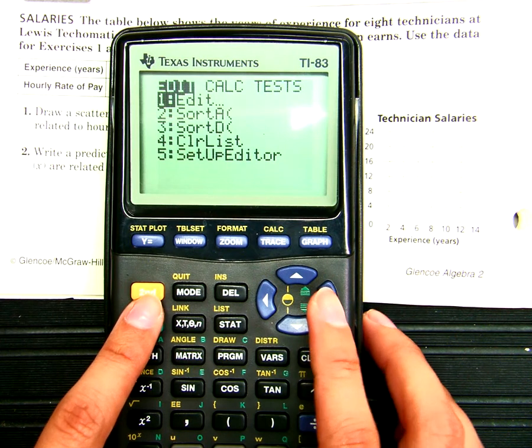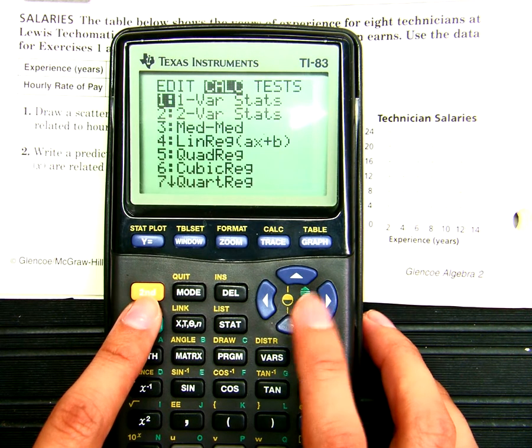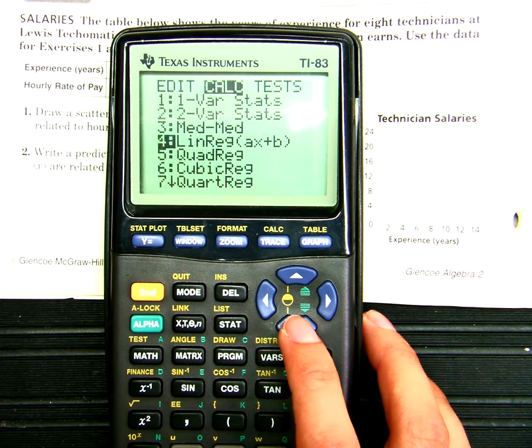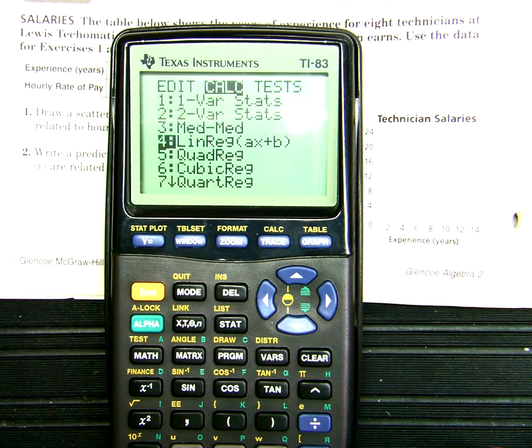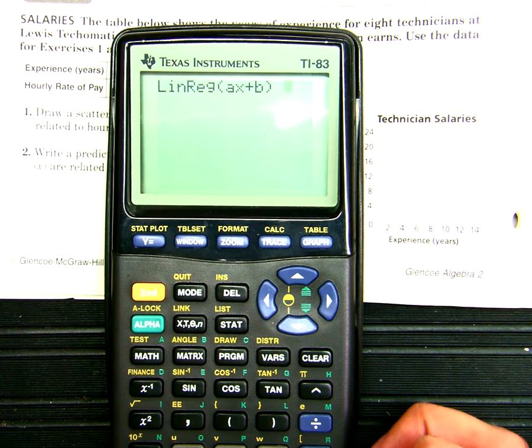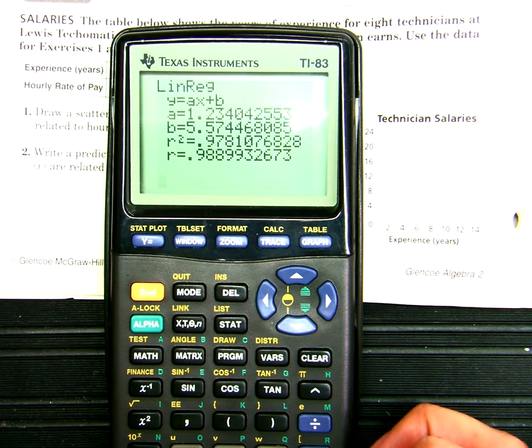This time, instead of editing our list, we're going to go over to calculate. We're calculating linear regressions today, so let's look at our linear regression, ax plus b. Go ahead and click enter. If you have the old model, it's going to come up like this, and if I hit enter once again, it should calculate that for me.